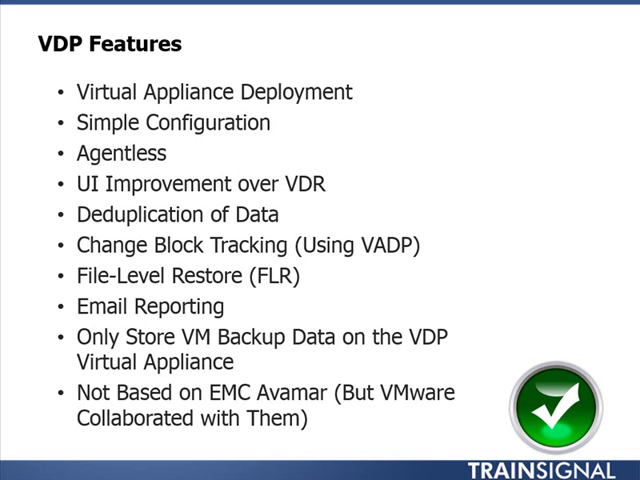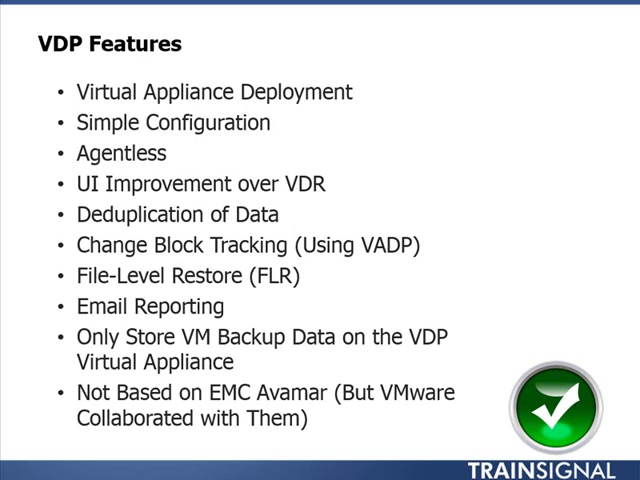There's no agents to install on the virtual machines. The user interface has been greatly improved over VMware's data recovery backup application. The virtual machine backup data that's stored in the backup repository is deduplicated so that it takes up the most minimal amount of space possible. Change block tracking is utilized on the virtual machine disk files so that only the change blocks of each virtual machine disk are backed up. That means that backups can happen extremely quick when you're performing an incremental. VDP does use VADP, or the VMware API for data protection, to take advantage of the change block tracking feature. Additionally, file level restore and email reporting are included.